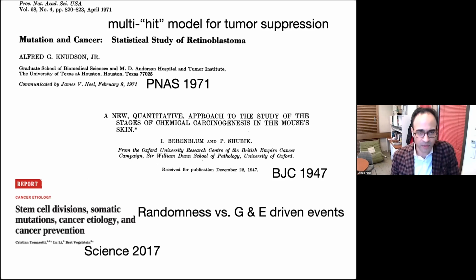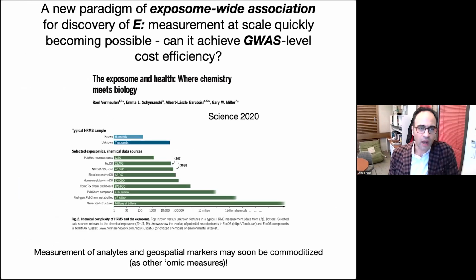So of course, we've had the multi-hit model for tumor suppression. I learned about the tumor promotion hypotheses. And of course, there's this provocative statement about the random and stochastic nature of stem cell divisions that is also correlated with prevalence. And so how do we use multi-omics to partition out what is truly stochastic from those that are driven by genetics and environment?